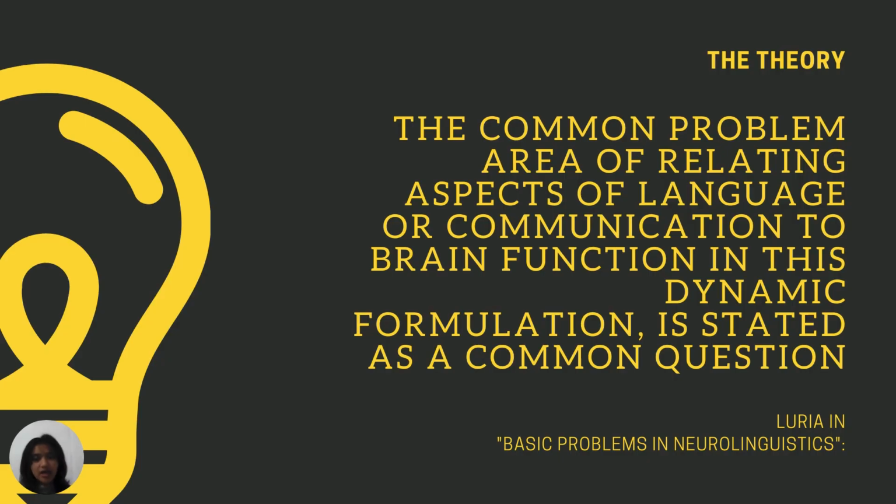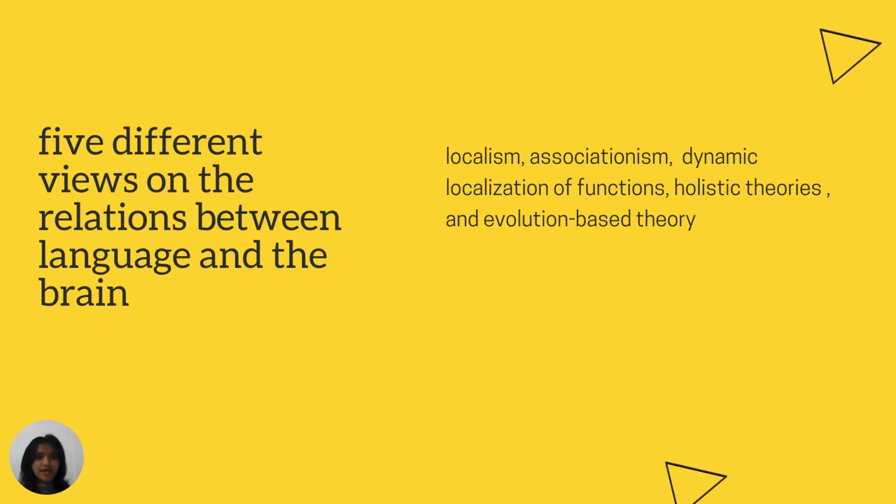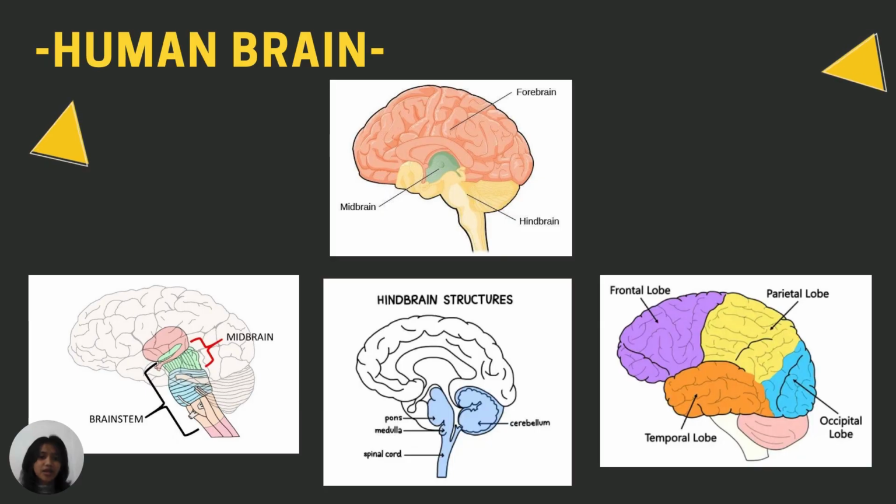Next, the theory. Here is the theory from Luria that I put in my PPT. We have five different views on the relations between language and the brain, which are localism, associationism, dynamic localization of function, holistic theories, along with evolution-based theories. So we will talk about the human brain.